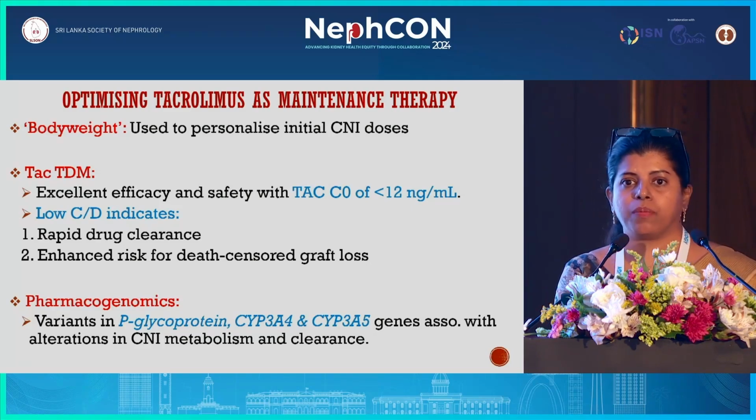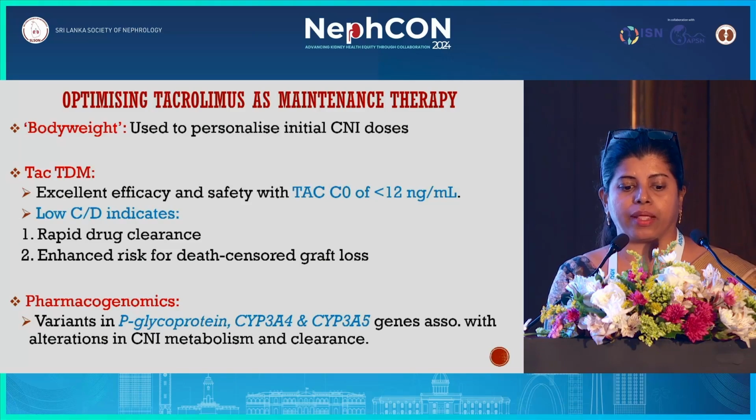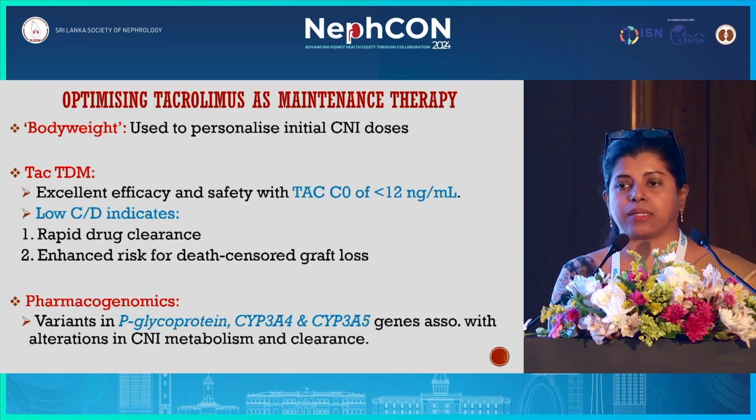loss. What about pharmacogenomics? P-glycoprotein is a protein that's involved in the transport of CNIs. CYP3A4 and CYP3A5 genes are involved in the CNI metabolism and clearance, and variants in these genes have been associated with alterations in their metabolism.